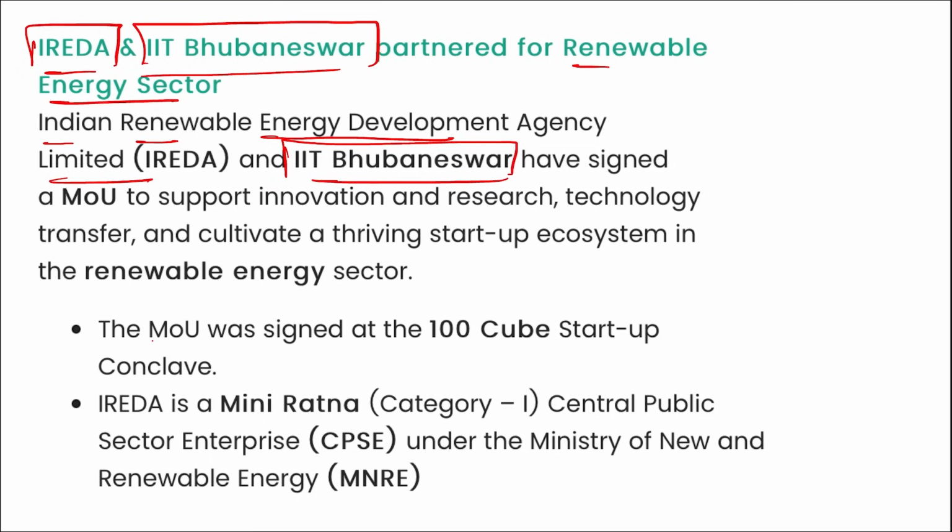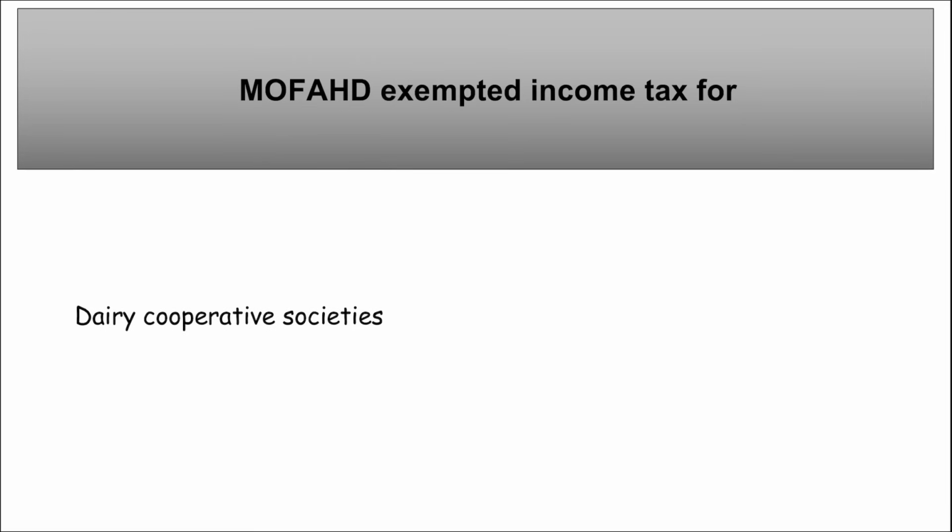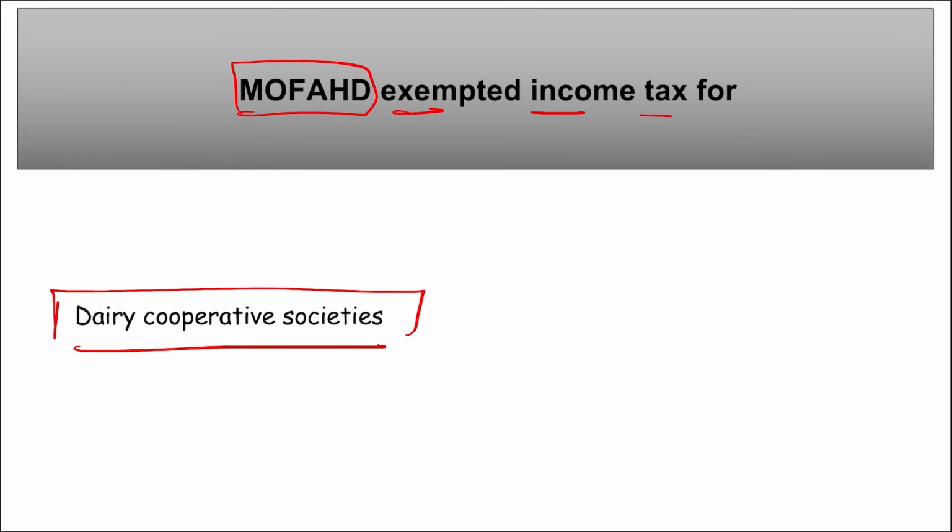Next is MOFAHD. What is this MOFAHD? It is your Ministry of Fisheries, Animal Husbandry and Dairying. They have exempted the income tax for which sector? So for dairy cooperative sectors recently. They have provided exemptions for the dairy cooperative societies under the Income Tax Act of 1961. This is to basically provide relief to the cooperative societies.